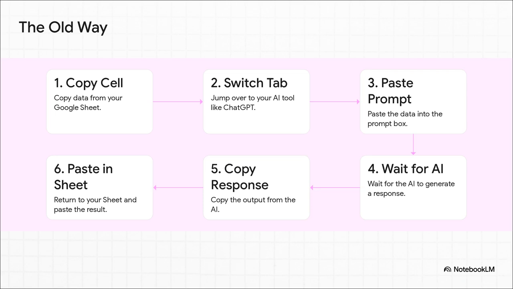You know the drill. You copy something from your Google Sheet, you switch over to your AI tab, you paste in the prompt, you wait for the AI to do its thing, you copy its response, and then you switch back to Sheets and finally paste it in for every single row. It's tedious, it's manual, and it makes trying to scale any kind of AI task basically impossible.